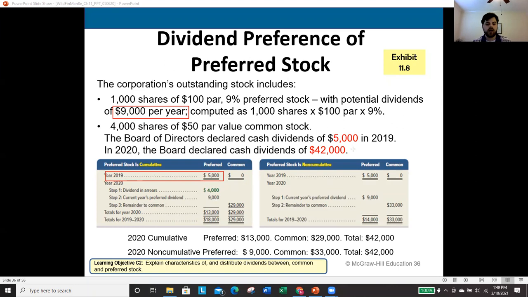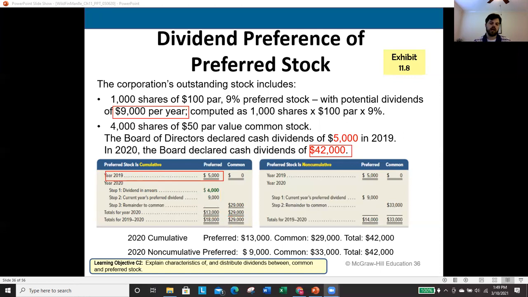So when the $42,000 dividend is declared in the next year, they get the $4,000 from the previous year plus the $9,000 from the current year, coming out to a total of $13,000. That means that what is left over of that $42,000 that was issued in 2020 actually goes through to my common shareholders, which is the $29,000. And so you can see the actual split here. $18,000 in total over that 2-year period going to preferred, and the $29,000 going to common.